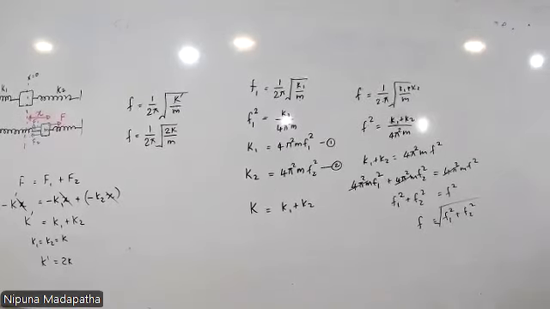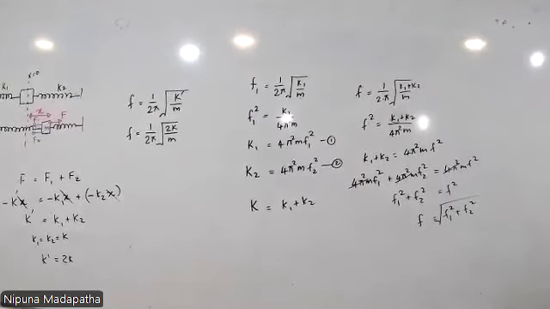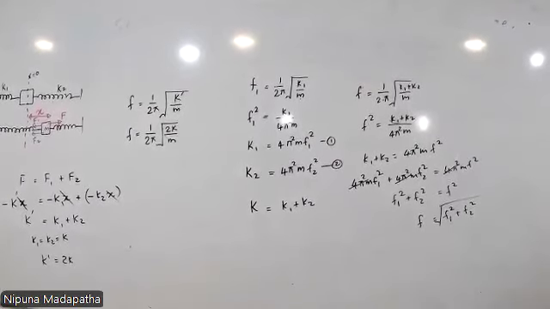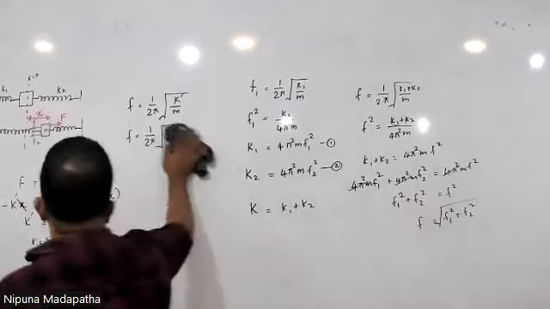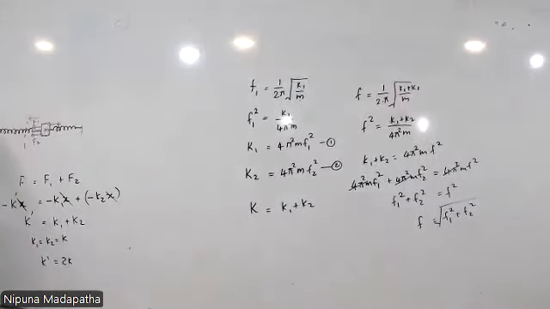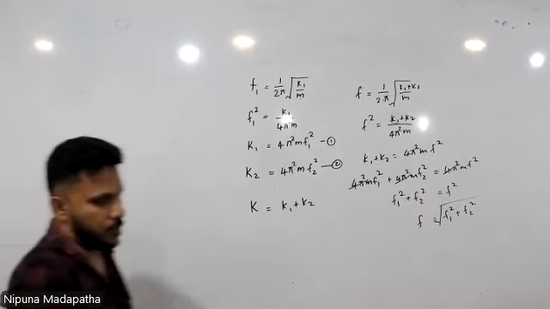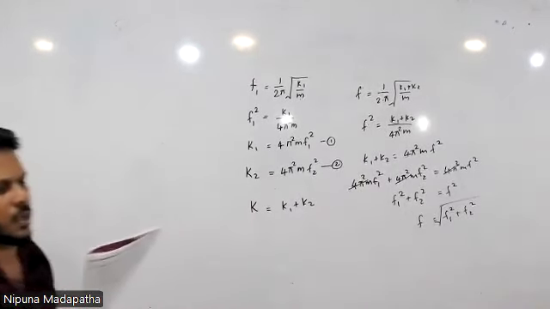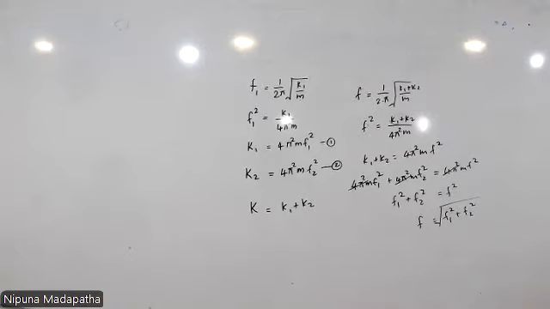Right. Next is question number 20. It is okay. Let's move to question number 20. A wooden block of mass capital M is connected to a spring with spring constant K and placed on a smooth horizontal surface.